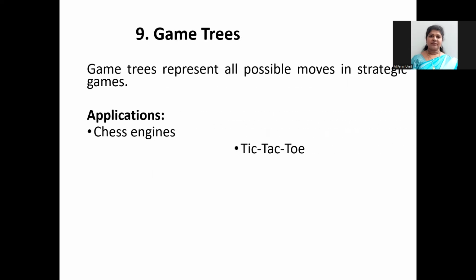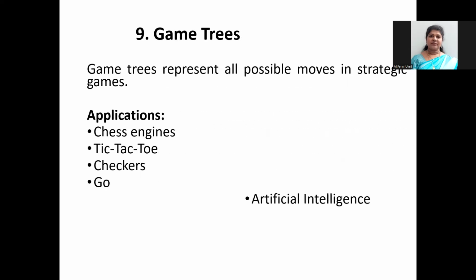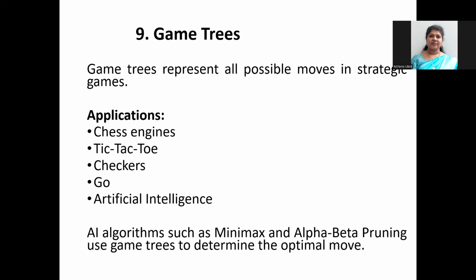Next comes the game trees. Game trees represent all possible moves in strategic games. Okay, so there are so many games here which use minimax and alpha-beta pruning. So these all come in AI. So in artificial intelligence also, this tree concept is used.